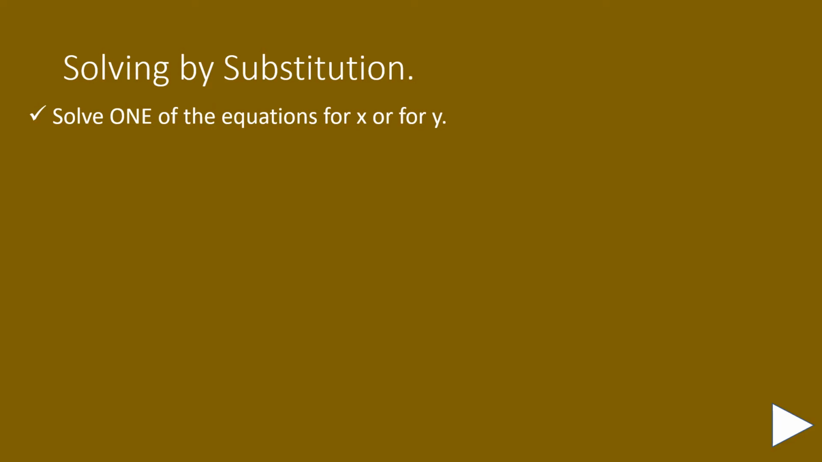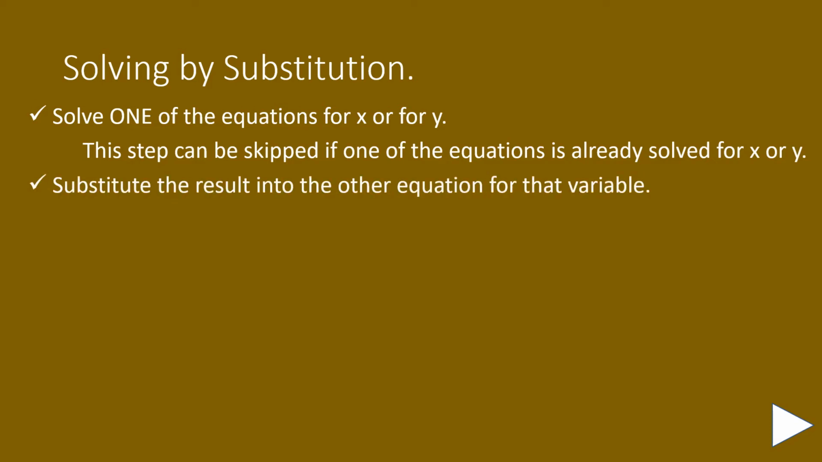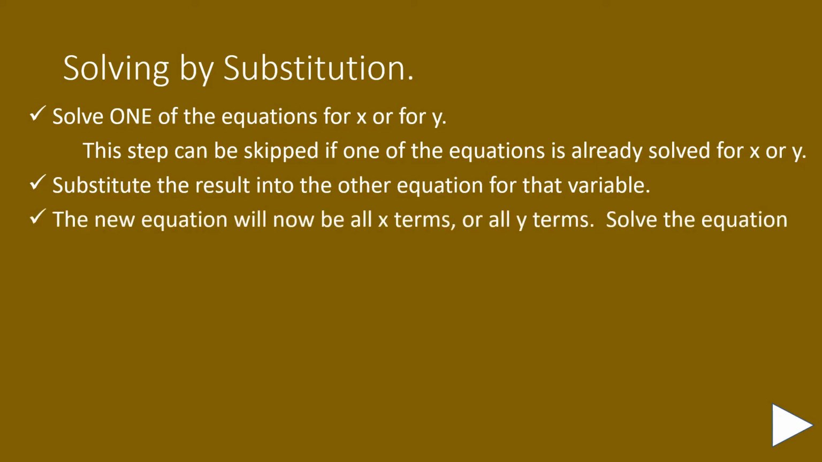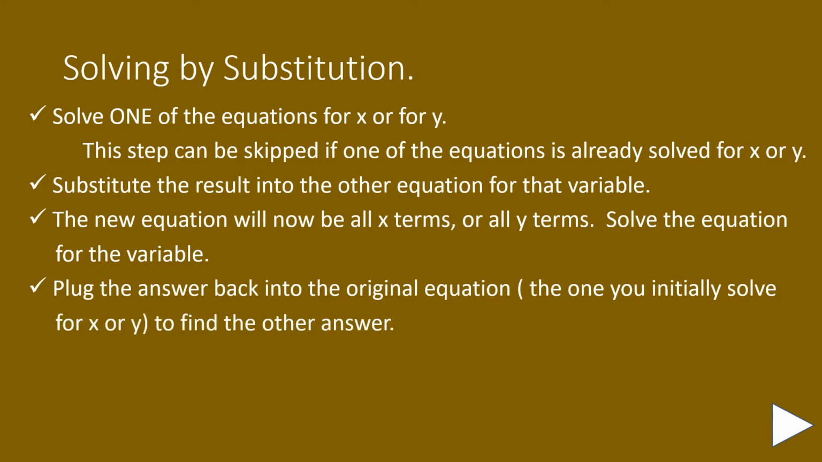Now, in order to solve the system by substitution, solve one of the equations for x or for y. This step can be skipped if one of the equations is already solved for x or y. Substitute the result you got. Suppose you got the value for x, substitute it in the other equation and try to find the value of y. That is, you are writing y in terms of x and then solving for y. Then plug in this value and get the other result.